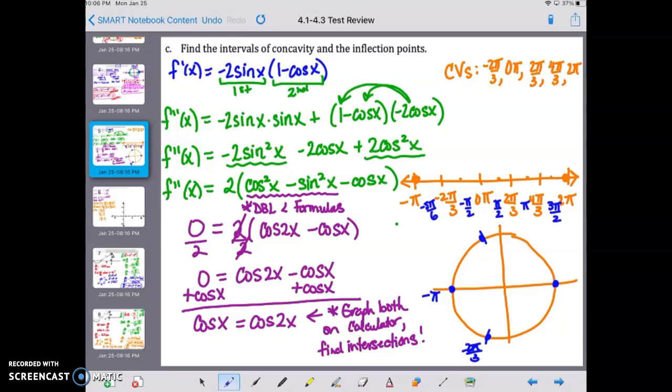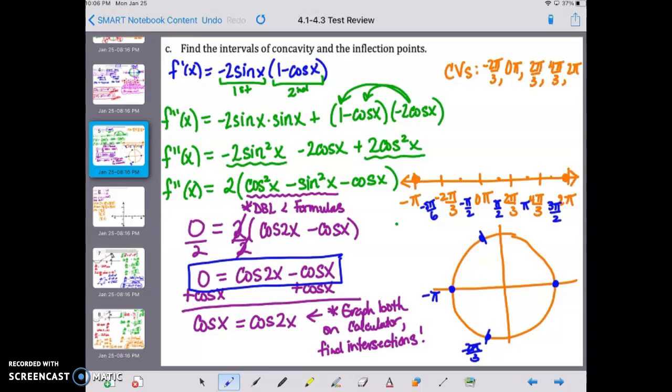And remember that I am plugging these test values into my second derivative, right? And so the second derivative, the function that I'm plugging these values into, is going to be this one right here, right? Cosine 2x minus cosine x. And I just want to know, do these angles, negative 5 pi over 6, negative pi over 2, positive pi over 2, pi, and 3 pi over 2, do these make this equation positive or negative? I don't care what the value is, I just care about positive or negative.